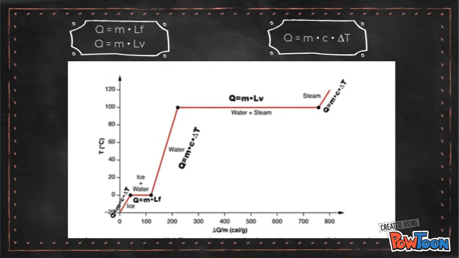An easy way to understand how to apply the two formulas we've learned is to look at this graph. Each section where the solid or liquid or gas is warming is when you use Q equals mc delta T, and any section where the substance is melting or vaporizing, you use either Q equals M times LF or Q equals M times LV.